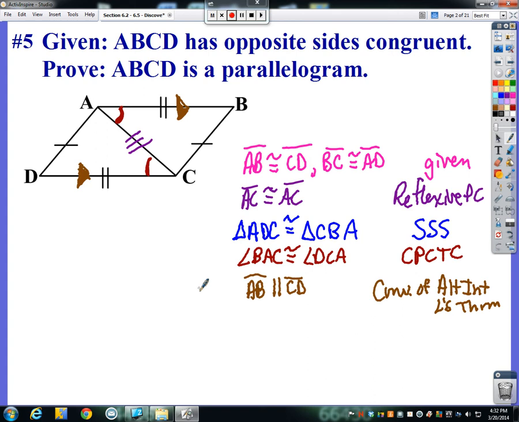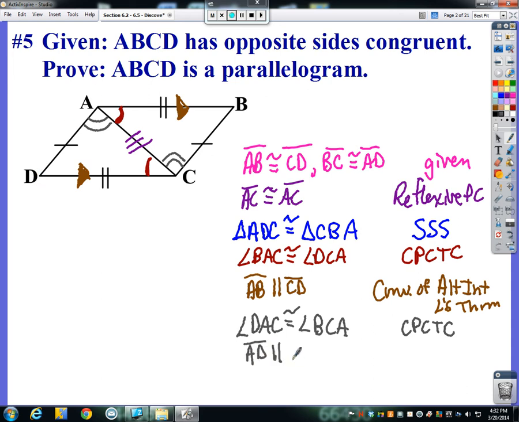But at least it's not going to be that much harder, because now we need to focus on these other angles, this angle and this angle. We know they're congruent as well. I can put 2 angle markings on these 2 angles, because they are also congruent by CPCTC. It's just another pair of CPCTC information. And those are alternate interior angles. And so what may I conclude then is that AD and BC are parallel. And for what reason? Again, the converse of the alternate interior angles theorem.